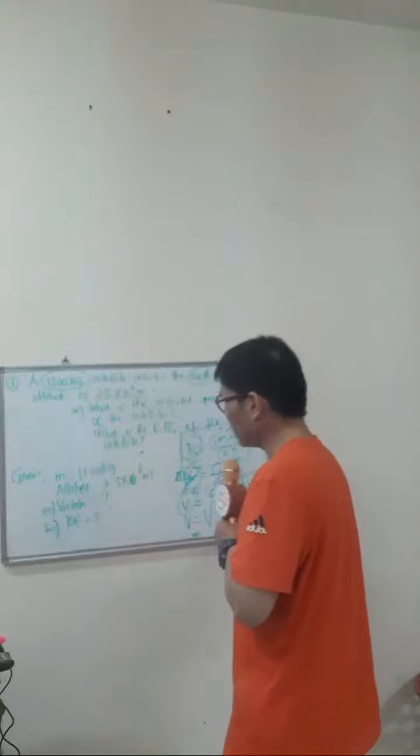How much is this? 6.67 times 10 to the negative 11, times 1.5 times 10 cubed, equals 1.00005 times 10 to the negative 7. We don't have the radius yet, because the value of the radius is not yet known.